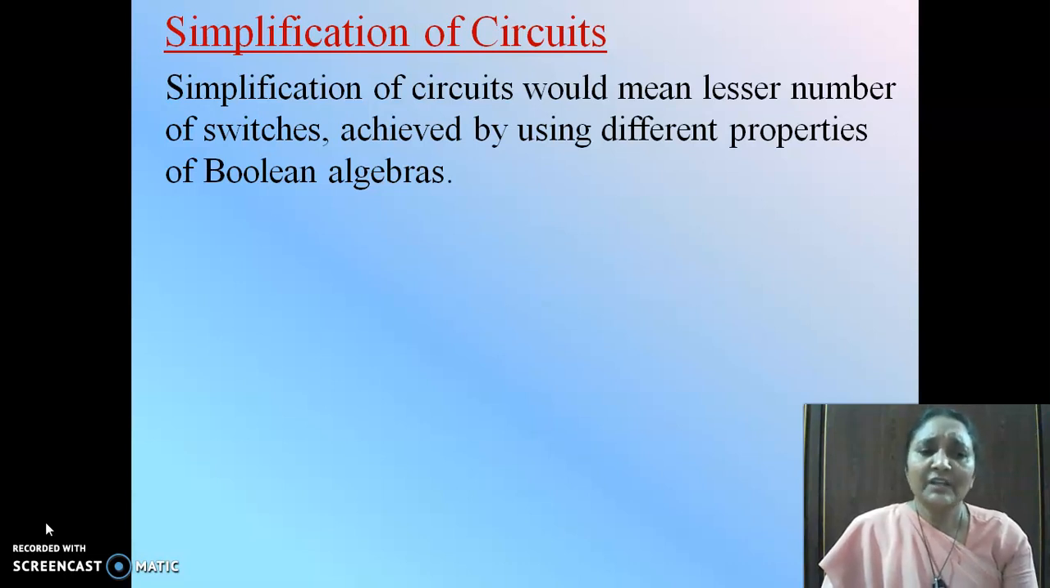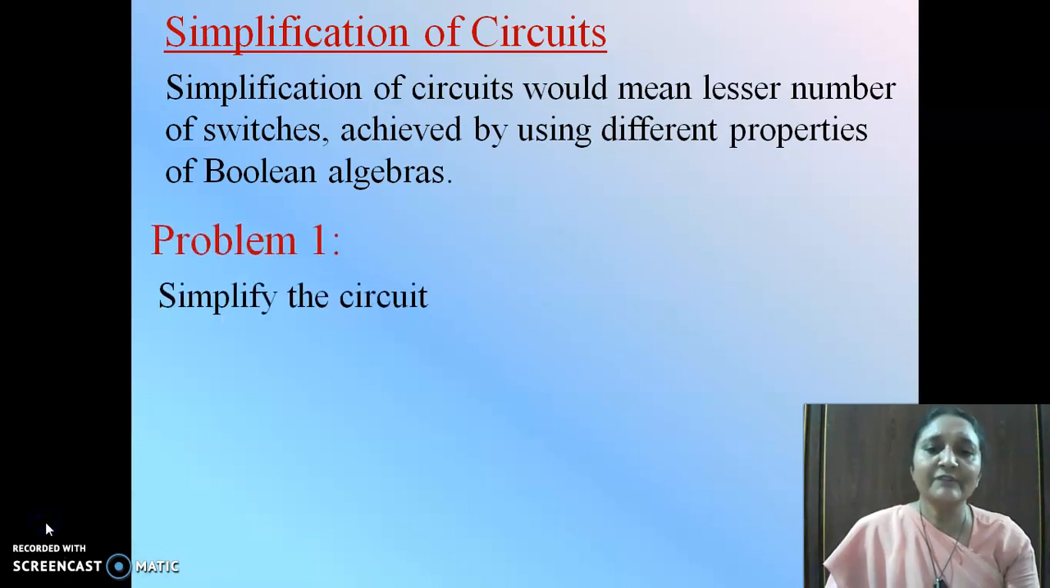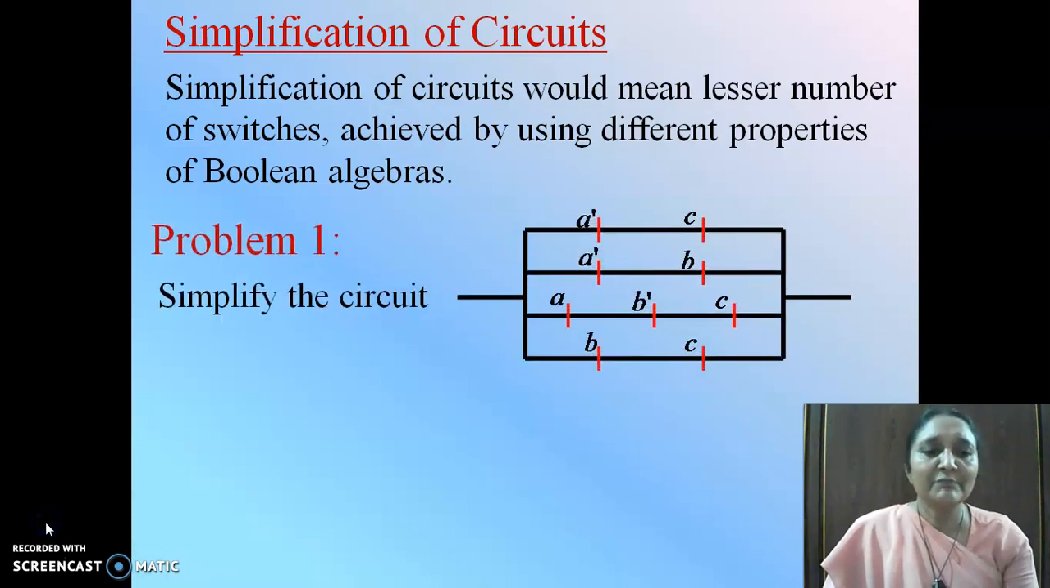You can be given a circuit and find the function, simplify the function, and again find the circuit. Or you can be given a function which has to be simplified and then you have to find the simplified circuit. So first we are going to find the function for the given circuit and then simplify the function. Finally we find the simplified circuit.